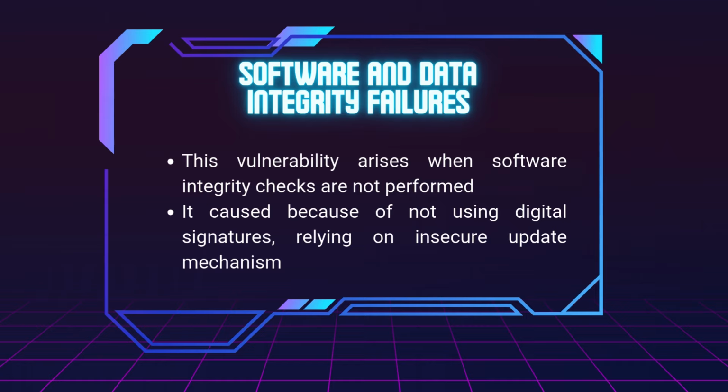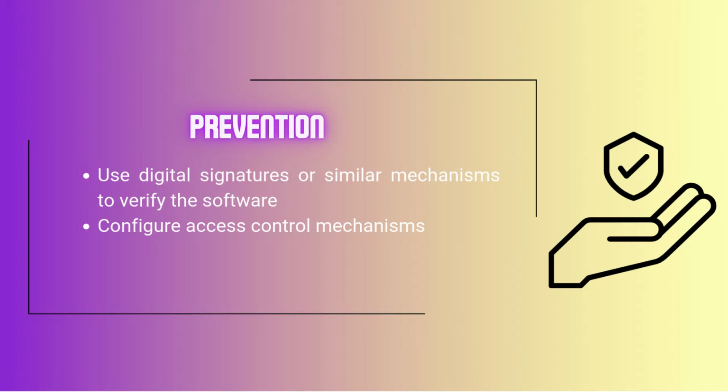Software and data integrity failure. This vulnerability arises when the software does not perform integrity checks and allows unauthorized users to modify the data. This can lead to the alteration of sensitive data. This vulnerability occurs when the software is not using digital signatures and lacks file integrity checks. Prevention can be achieved by using digital signatures or similar mechanisms to verify the software or data's integrity.